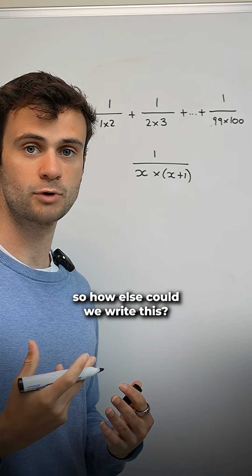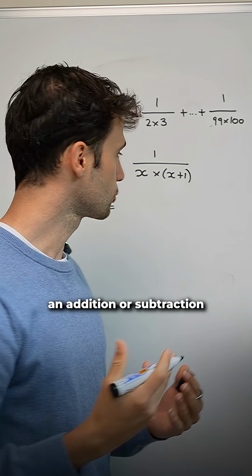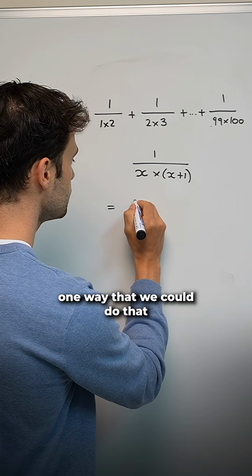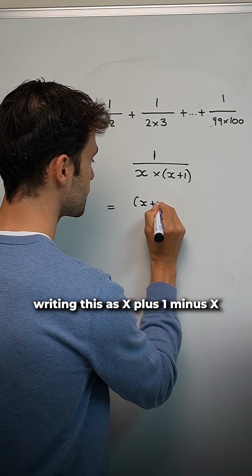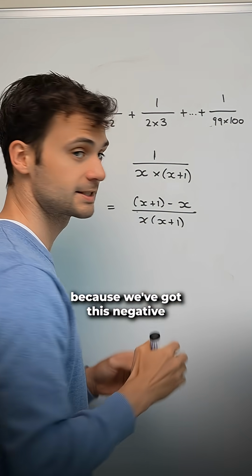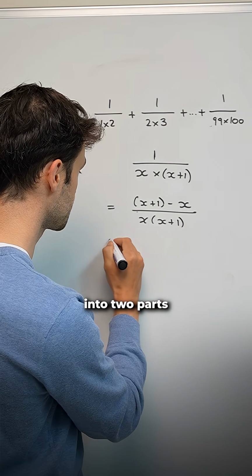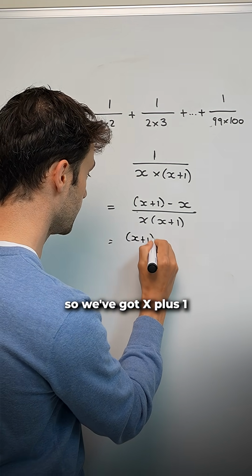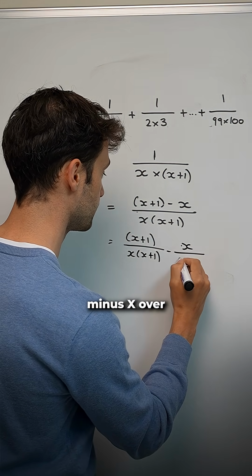So how else could we write this? We want to try and split this fraction up and turn it into an addition or subtraction. One way that we could do that is by, on the numerator, writing this as (x plus 1) minus x. And now, because we've got this minus sign on the numerator, we can split this fraction up into 2 parts. So we've got (x plus 1) over x times (x plus 1) minus x over x times (x plus 1).